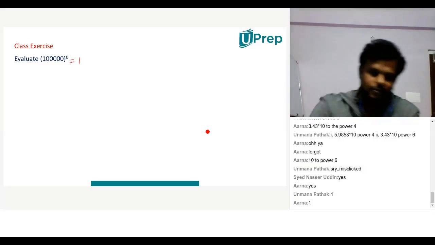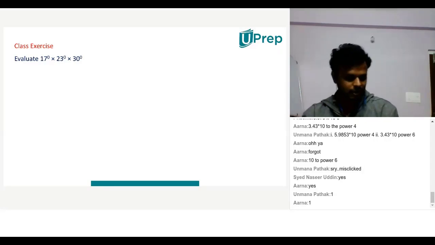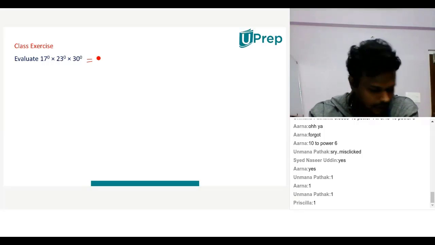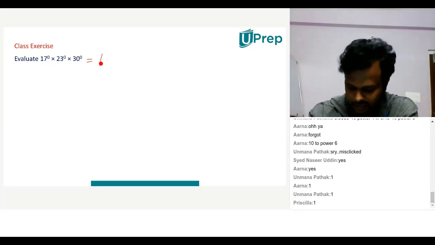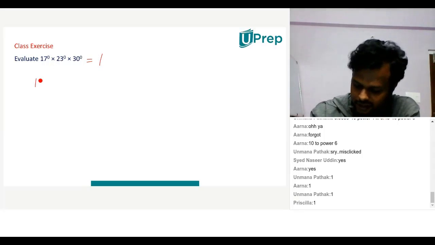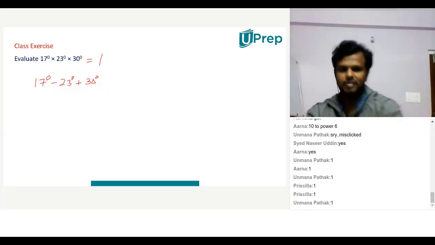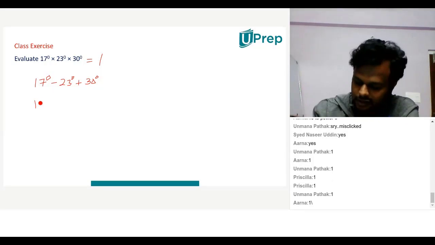Children, moving on to the next one. Please write the answer for this. Now, I think almost all of you have got 1 as the answer. But what if I write it this way? Sir, it will still be 1. Type in the answers, please. How about this, children?